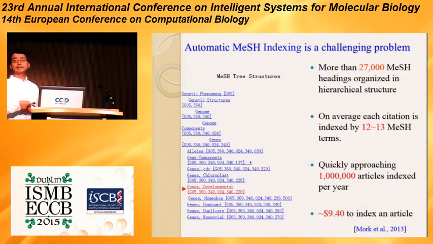From this, we can say automatic MeSH indexing is a very challenging problem. There are more than 27,000 MeSH headings organized in a hierarchical structure. On average, each citation is indexed with around 12 to 13 MeSH terms. Each year, almost 1 million citations are indexed. According to NLM, it costs around $9 to index an article.